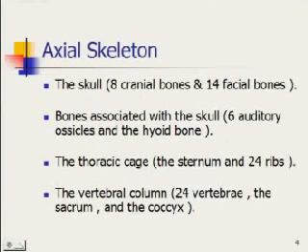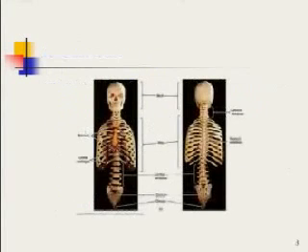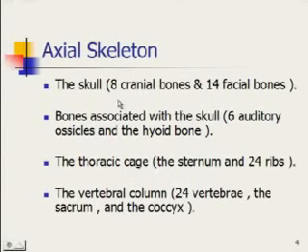The axial skeleton itself is composed of 8 cranial bones and 14 facial bones. Again, from those slides, you can't visualize all of the bones that are associated with the skull, but on some additional views that I'll give you in some subsequent slides, you will be able to clearly identify all of the bones that are involved in the skull. But 8 cranial bones and 14 facial bones comprise the skull.